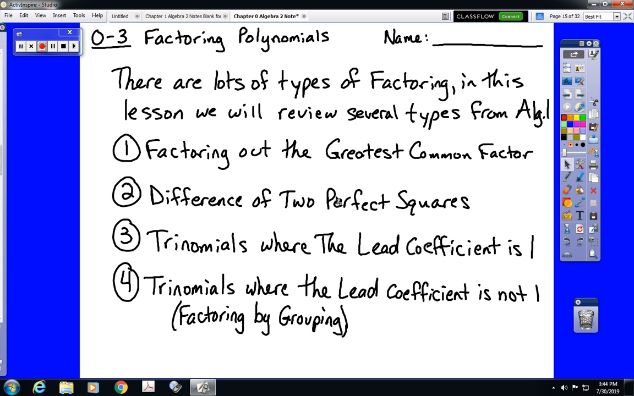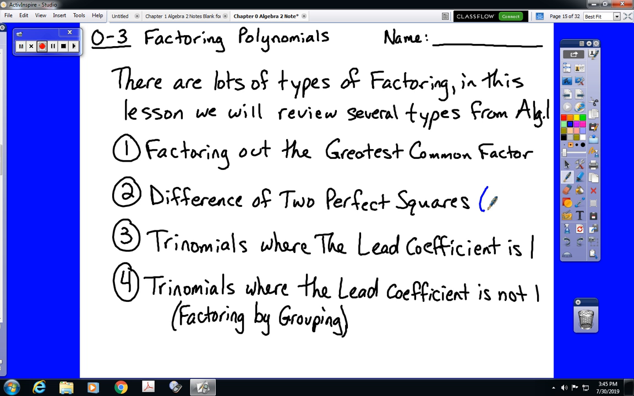So in Algebra 1, we have lots of different types of factoring, and 4 of them are what we're going to be reviewing, and those are how we actually factor a polynomial. So there are 4 different methods we're going to cover. Factoring out the greatest common factor, which is key because we should always be doing that first, checking for a greatest common factor. And then 3 of our different types of factoring, which are difference of 2 perfect squares.